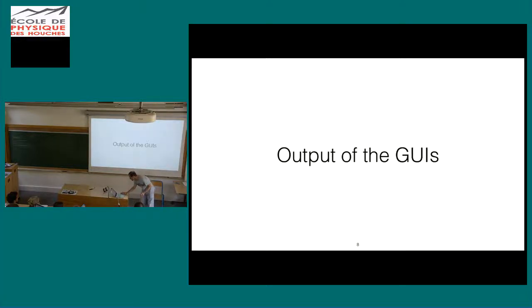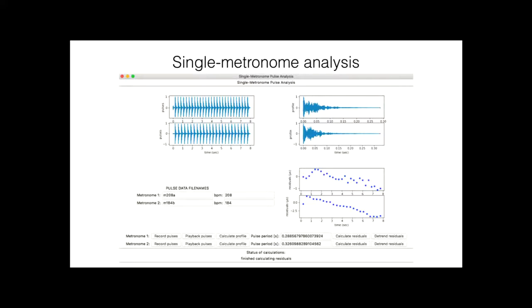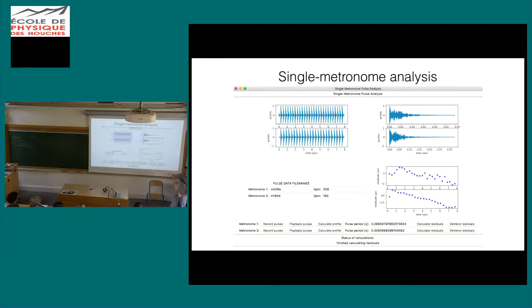Okay, so here, just to show you, we wrote 2 graphical user interfaces to do these calculations. This is what we'll do live in just a minute, but basically for the single metronome analyses, you can record the pulses from the 2 different metronomes, which are displayed here. You can play them back and listen to them and plot them. You can calculate the pulse profile and the pulse period by folding the data. Here's what the pulse profiles look like.